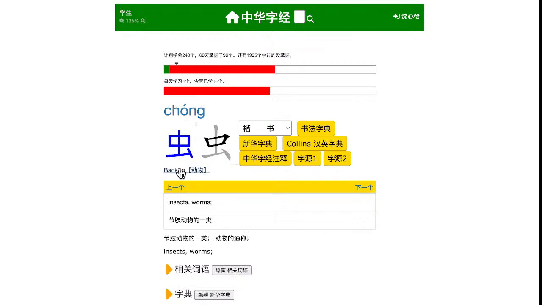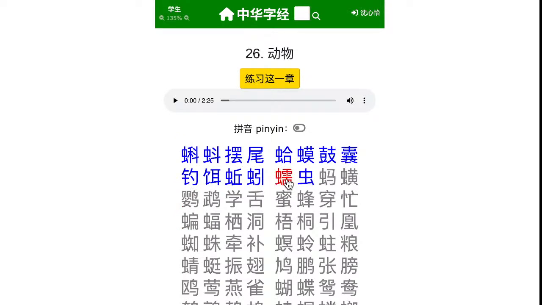虫. This is a character that we have already seen many times, right? We see this part in the character, and this part itself is a character called 虫. Basically it's insects or worm. But in ancient times, this character was also used to refer to animals in general. 虫. And so 蠕虫 means wiggling worms, called 蠕虫.